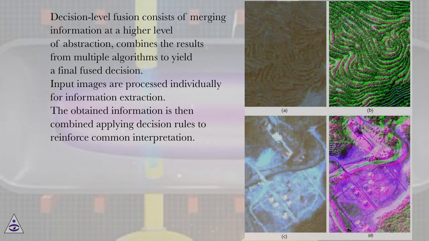Decision level fusion consists of merging information at a higher level of abstraction. It combines the results from multiple algorithms to yield a final fused decision. Input images are processed individually for information extraction. The obtained information is then combined applying decision rules to reinforce common interpretation.